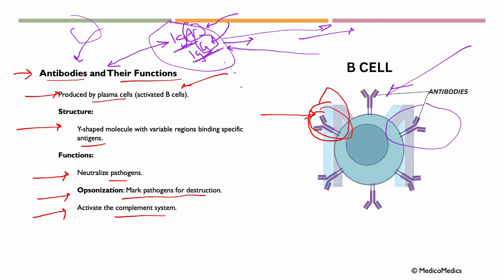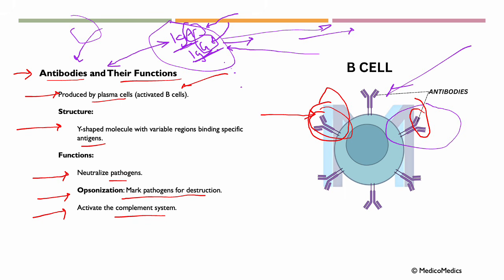And it has two main components that are high yield for you to know. We have a variable region and we have a constant region. So the variable region, we're talking about the tip of the antibodies. And the tips of these Y-structured antibodies are unique for each antibody. These regions bind specifically to a particular antigen's epitope. And an antigen's epitope is a small, recognizable part of that antigen.